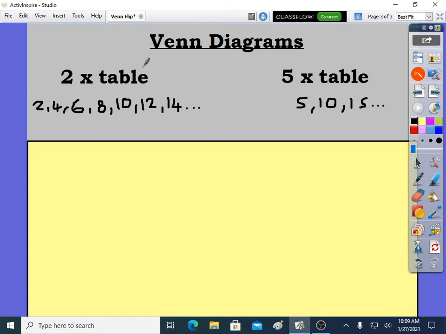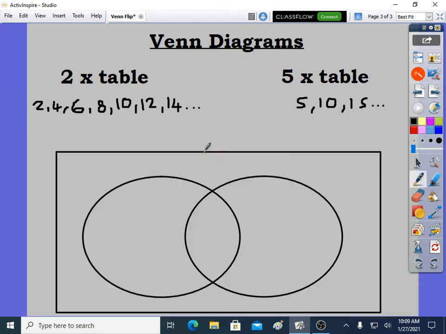So we've got a 2 times table, we've got a 5 times table. You can put this on a Venn diagram. Let's put the titles on. This is the circle for the 2 times table, for numbers that are in the 2 times table. This is the circle for the 5 times table, numbers that are in the 5 times table. What goes in the middle, do you think? Numbers that are in both. What goes on the outside? Numbers that are not in either one.